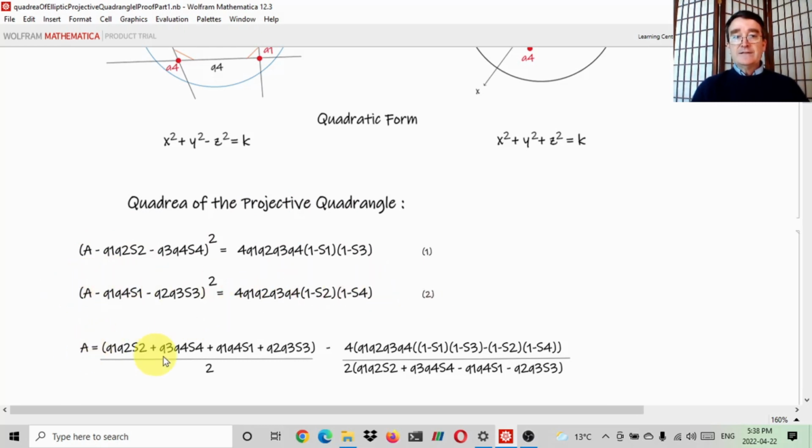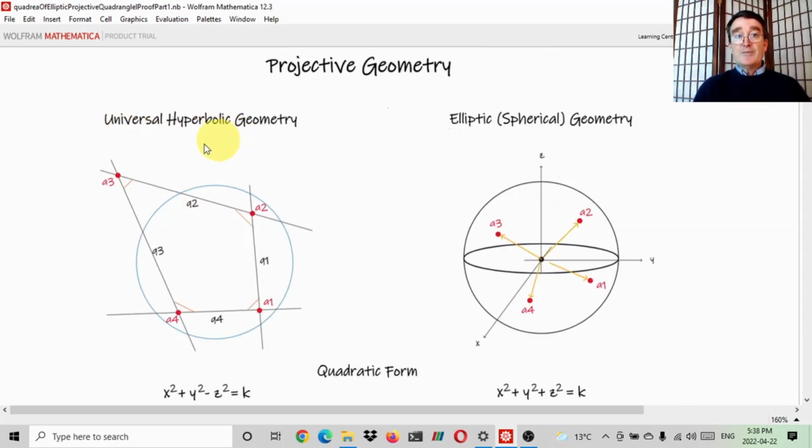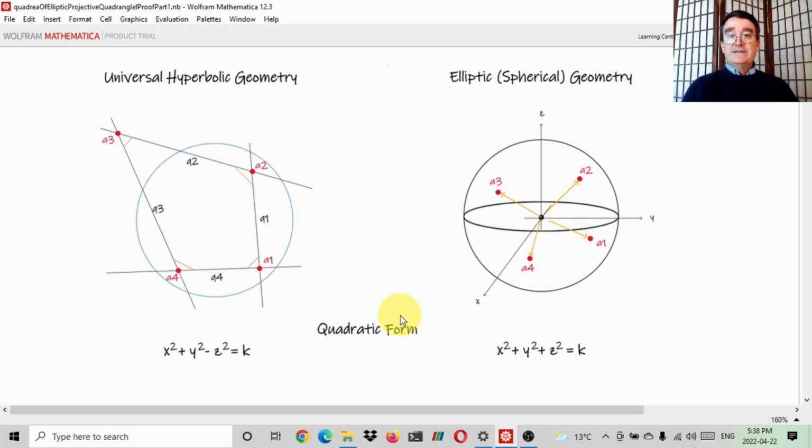It's the same. There's a pair of quadratic equations that are compatible, equation 1 and equation 2 here. These are two compatible equations, and they have a unique common solution given by this expression here. Now, this equation is valid in the universal hyperbolic geometry setting, and it is also valid in the elliptic geometry setting. It's the exact same equation.